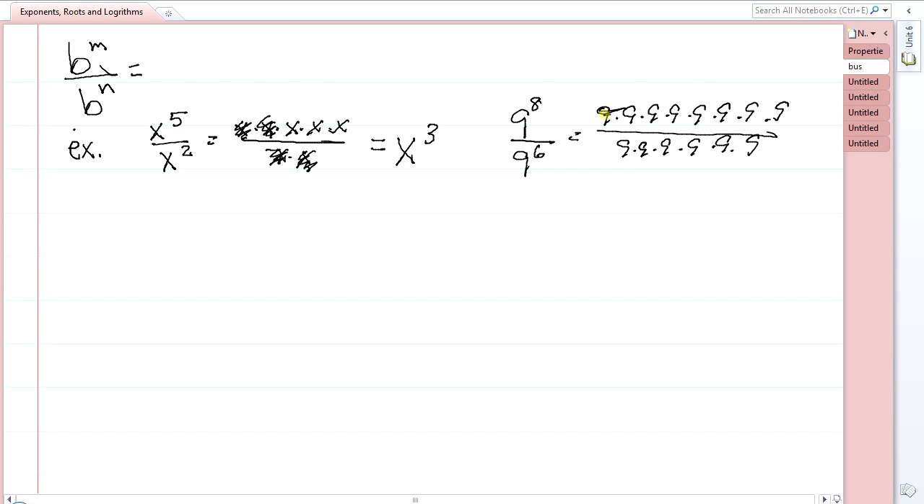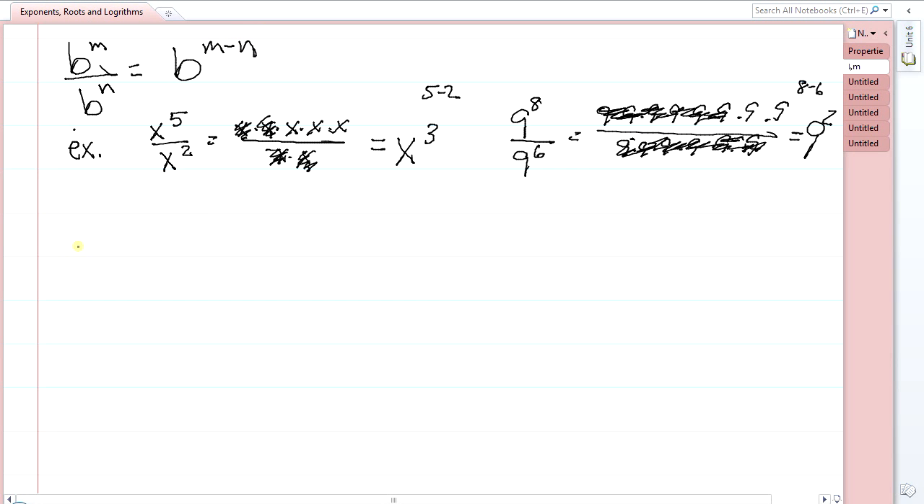You're going to cancel 1, 2, 3, 4, 5, 6 of them on top with the 6 of them on the bottom. And you're going to be left with 9 squared. In all the cases, I could have gotten this answer by subtracting the exponents, 5 minus 2, or in this case, 8 minus 6. So what I'm saying is b to the m divided by b to the n is b to the m minus n.